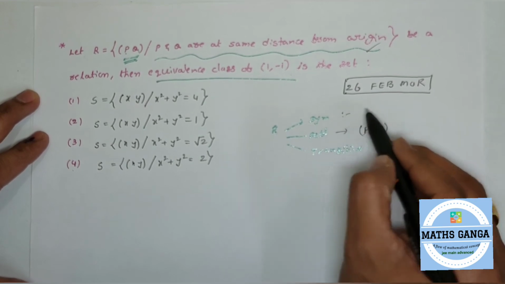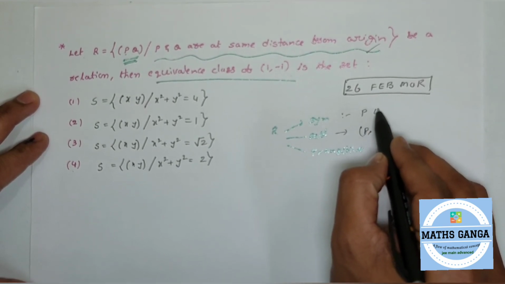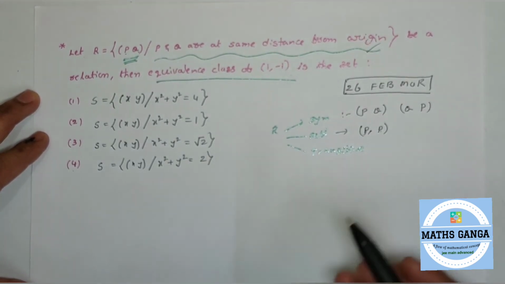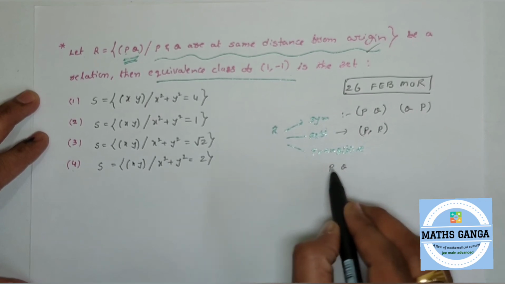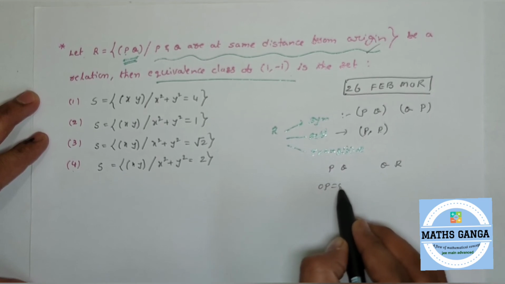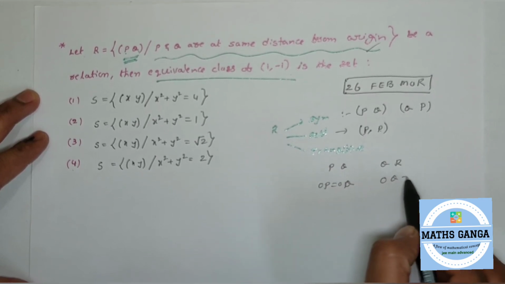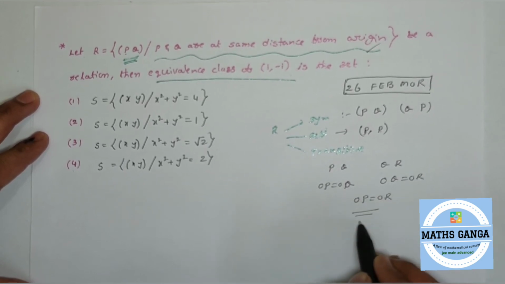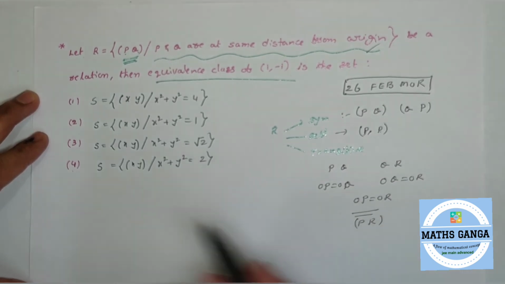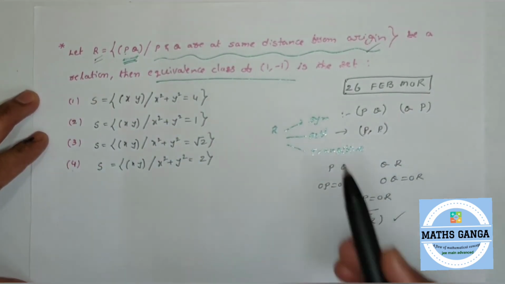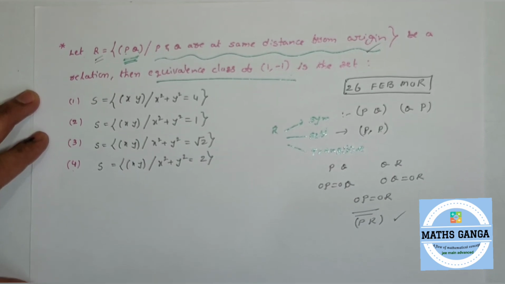In the same way, it is acceptable for symmetric also. If P and Q are at the same distance from the origin, for sure Q and P are also at the same distance from the origin. Transitive is also acceptable because P and Q are equidistant from the origin, and Q and R are also equidistant from the origin. So OP equals OQ, and OQ equals OR, so we write OP equals OR, which conveys that P comma R is again in the same relation. So the property is transferred and transitive is also acceptable. So R is symmetric, reflexive and transitive, and so R is an equivalence relation.